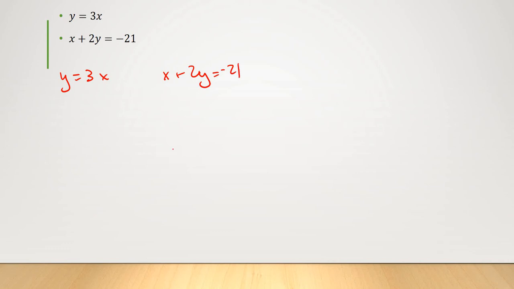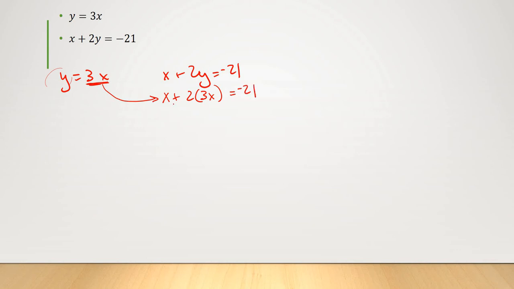Now we want to solve one equation for one variable. In other words, isolate either an x or a y. In this case, the y is already isolated here, so we're set to go. So we're going to substitute the expression for y, which is 3x, into the other equation. So in place of y, I'm going to put the expression that equals y.